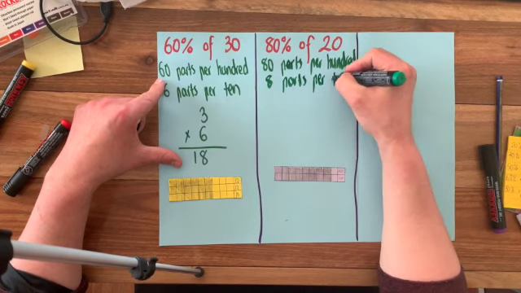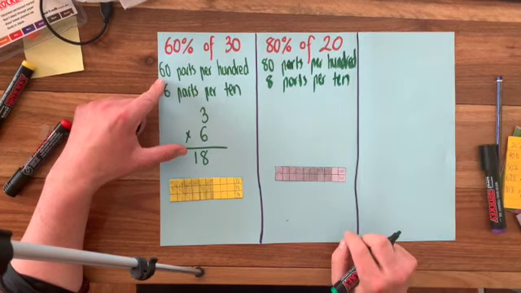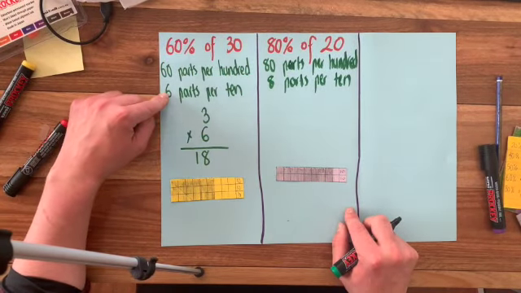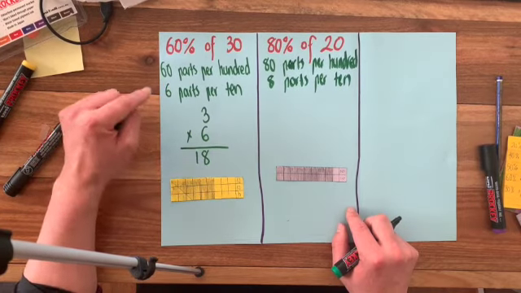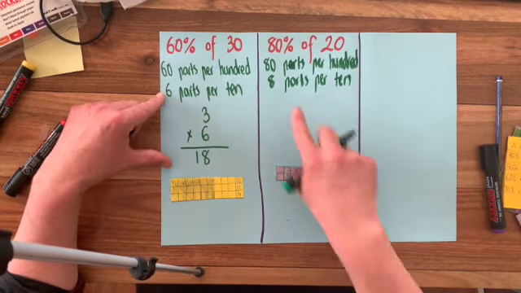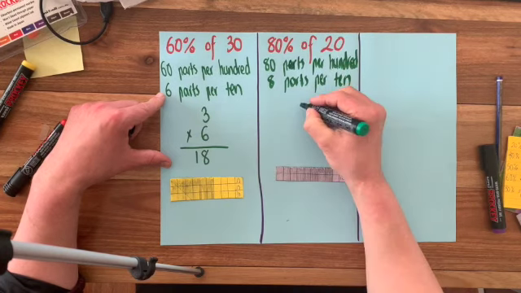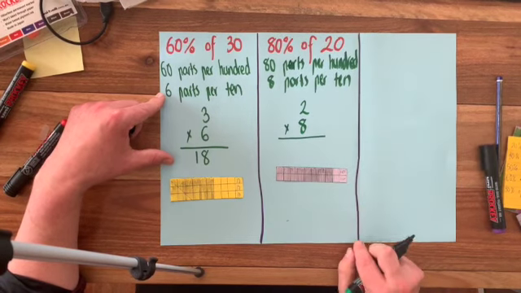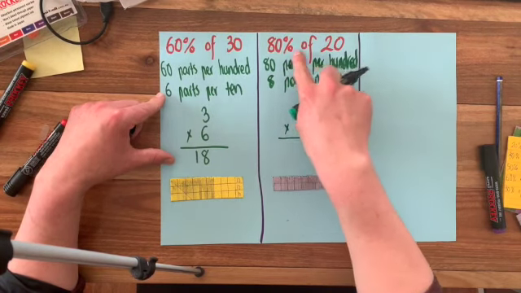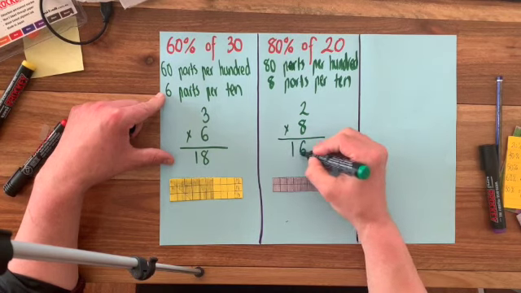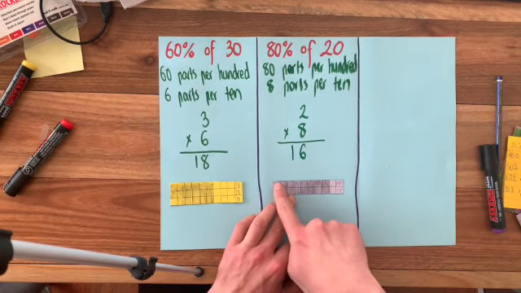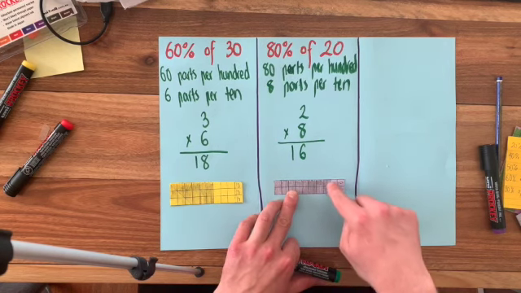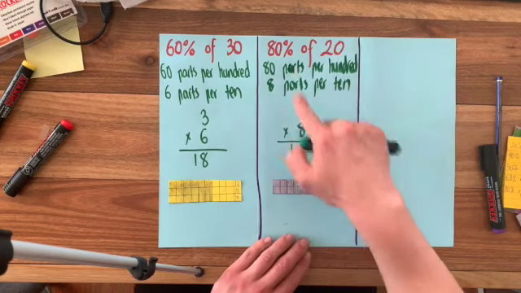per 10. Now I hope you're seeing a pattern here. It's a multiple of 10 every single time. If you didn't see that pattern, go back and rewind. See if you saw that pattern, a multiple of 10. So 8 parts per 10, we have 2 10s, and each 10 is shaded in 8 parts. So therefore, 80% of 20 is 16. Now let's have a look. 1, 2, 3, 4, 5, 6, 7, 8. 8 parts are shaded in, and there are 2 10s, 8, 16. It looks like we've got our right answer.